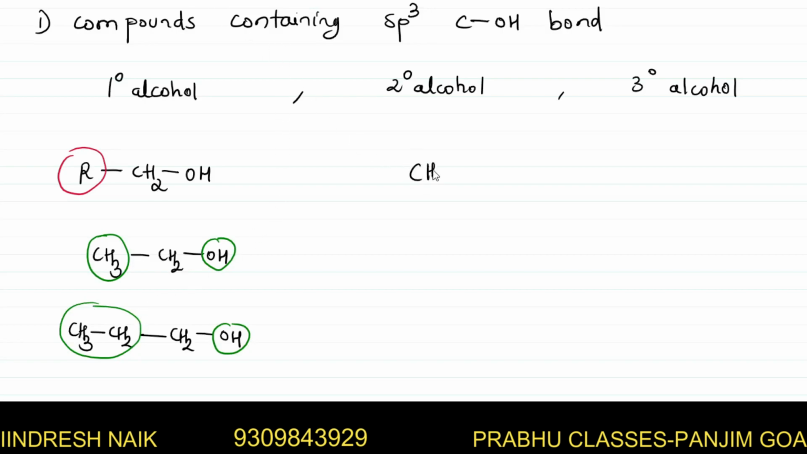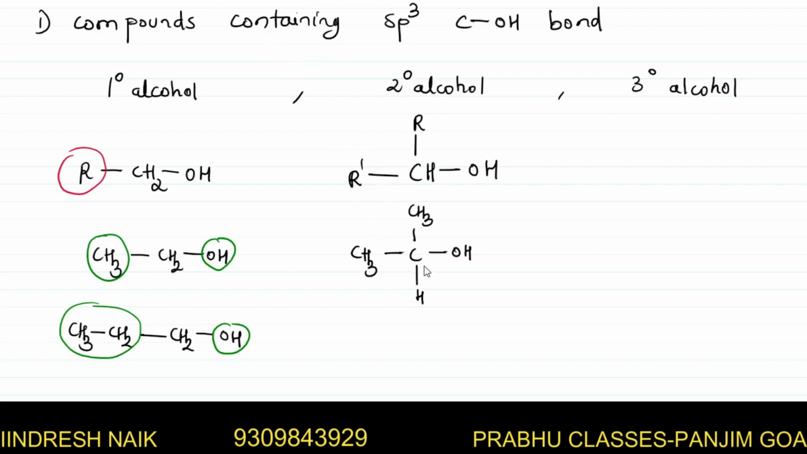Secondary alcohol is this. OH is connected to a carbon, which is further connected to two other groups like this. Both the R and R dash may be the same or may not be the same, doesn't matter, but this is an example of the secondary alcohol. Examples could be this way. Carbon, right? Examples are this.